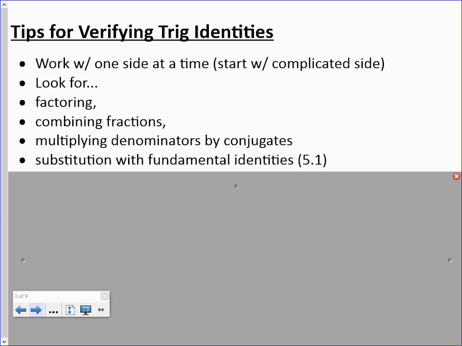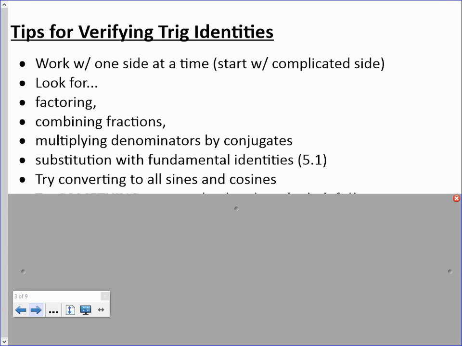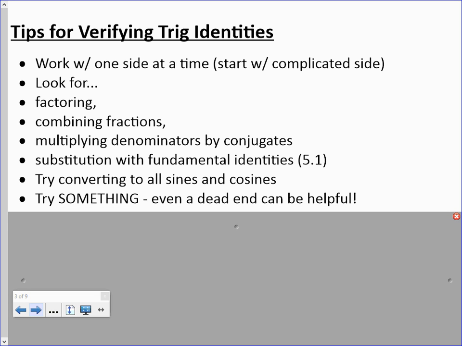Certainly substitution with your fundamental identities. So that's all the stuff from 5.1. If you see reciprocals or quotient or Pythagorean, okay, go ahead and do those substitutions. Which kind of gets us back to what we talked about last Friday: try to get everything in the same trig ratio. If you can't get everything in the same trig function, then try to get them all in sines and cosines. That's still a good method for you here. Okay, so you're really using your skills from Friday for today.